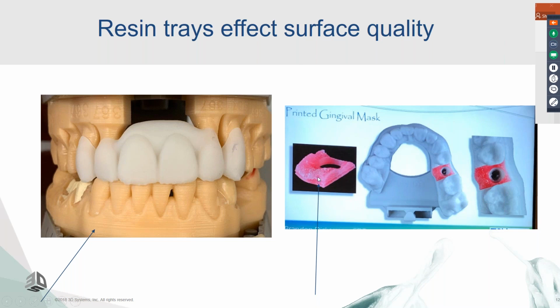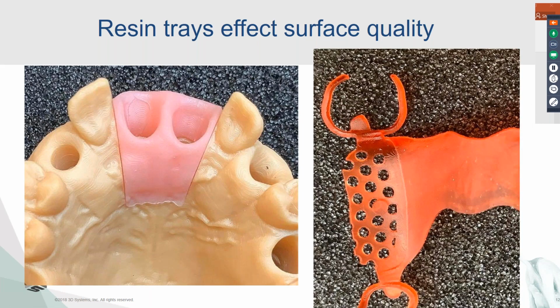And same with this printer's surface quality for the gingiva mask. It's nothing like what you were used to working on in standard workflows. We need something better, at least better than what we used to use in standard workflows. And same with pump lines, right? So your resin tray affects your surface quality.